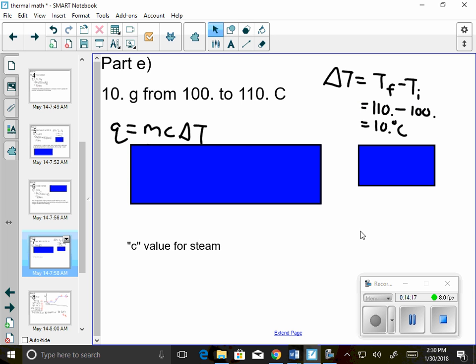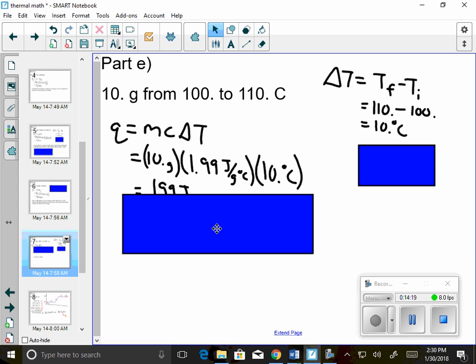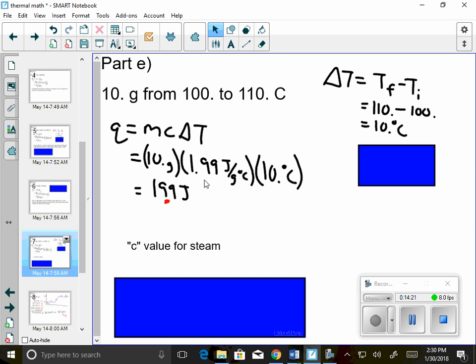Change in temperature, 10 degrees Celsius. Notice my C value is 1.99 joules per gram degree Celsius. That gets me 199 joules.